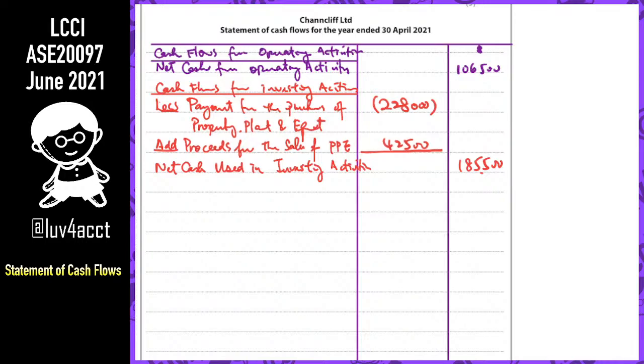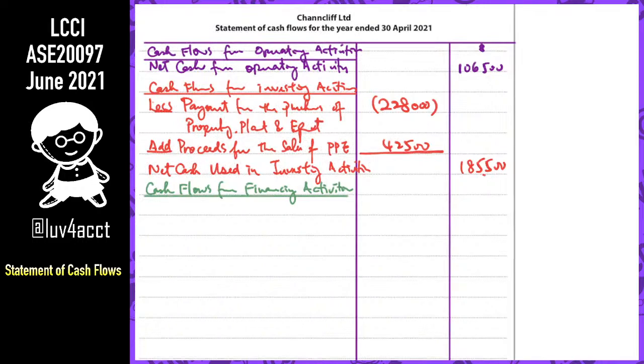Okay, next part, financing. So we have dividend paid. What else do we have? We have repayment of loan, right? Less repayment of bank loan. Is it a bank loan or just loan? We'll see later.